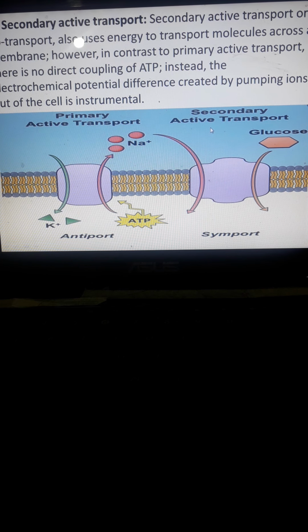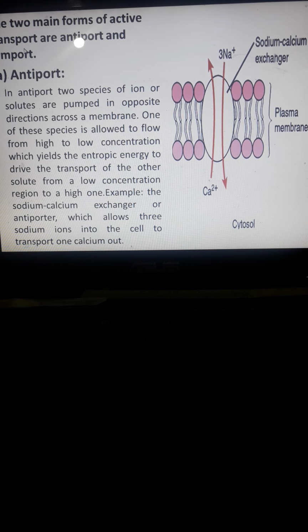Take note that the movement of glucose from outside to inside the cells is sodium dependent. That is a symport process, meaning both sodium and glucose move in the same direction. Antiport, on the other hand, is the movement of two molecules opposite to each other. So the two forms of active transport are antiport and symport. Antiport is when two species of ions or solutes are pumped in opposite directions across the cell membrane. For example, we have the sodium exchanger or even the sodium calcium exchanger. So this is considered to be an antiport system.